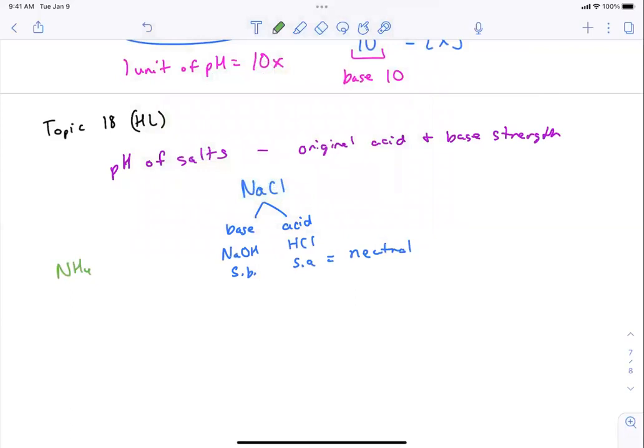But if I have something like this, NH4 came from NH3 and NO3 came from HNO3. This is a strong acid and this is a weak base. So therefore this is acidic, because the stronger part of the original parent acid and base dictates the pH of the salt. So if it came from a strong acid and a weak base, it's acidic. If it comes from a strong base and a strong acid, it's neutral. If it comes from a strong base and a weak acid, then it's basic. So identifying the original acid and base is really important to simplify this.